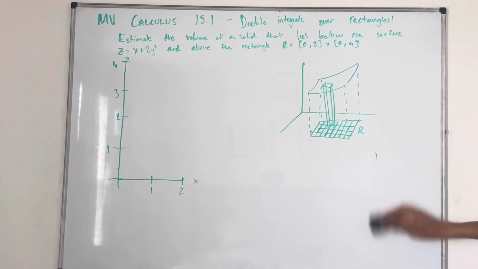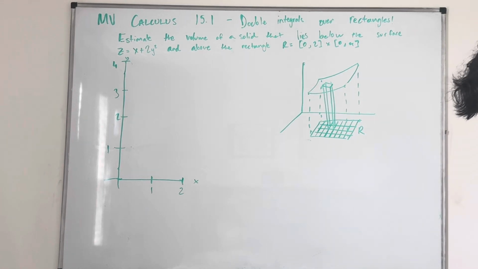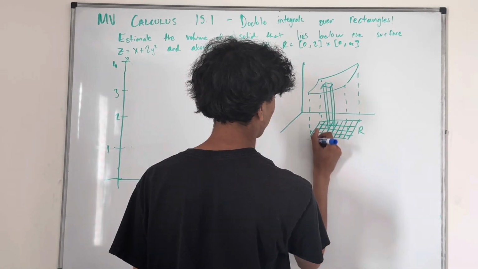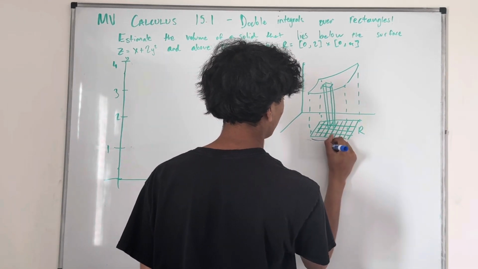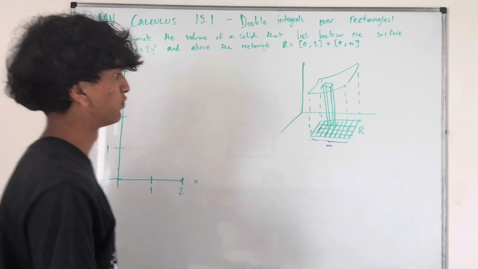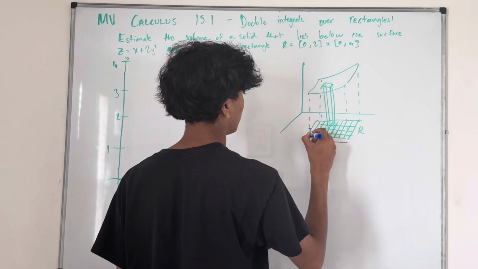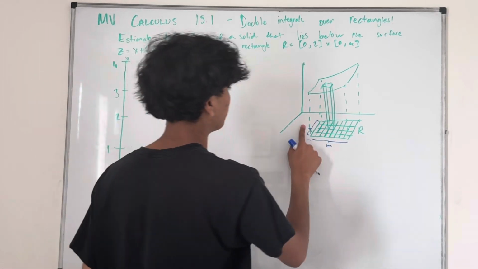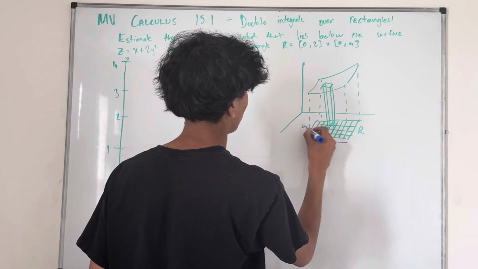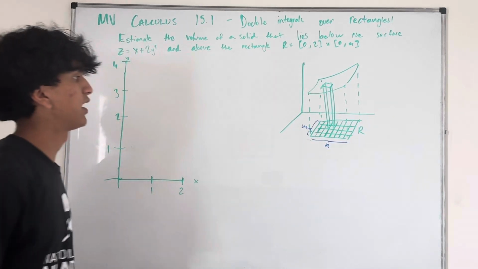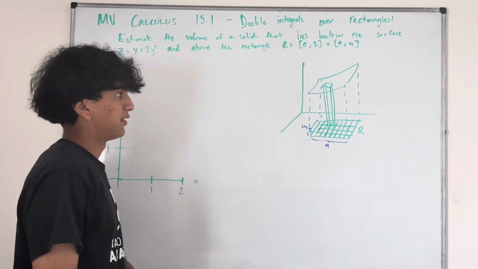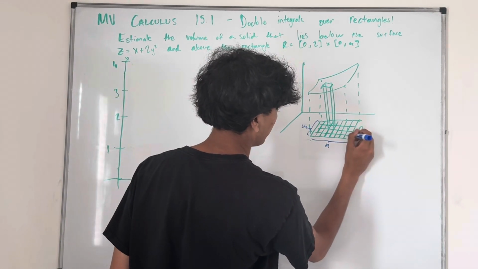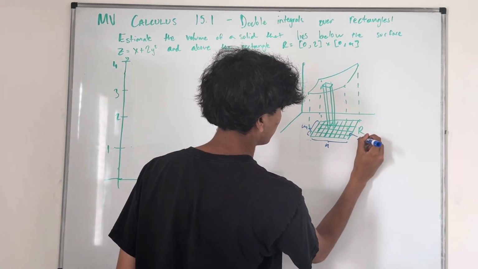So suppose we were to split up this region into m sections and n sections, so n rows and m columns, split up like so. And I wanted to find what the volume would be. Let's suppose each of these little rectangles has an area change in A.